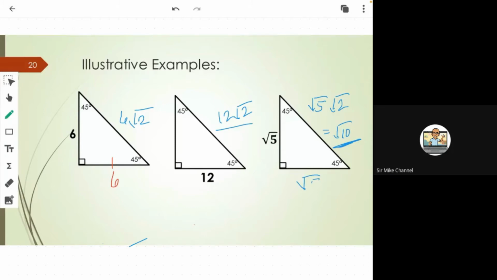Okay, ganun lang po. Ulitin ko, kapag ito ay 6, siyempre, add ka lang ng square root of 2, magiging 6 square root of 2. Kapag meron naman tayo dito square root of 5, i-multiply mo lang siya sa square root of 2. Since pareho naman silang may radical sign, magiging 5 times 2, the answer is 10.